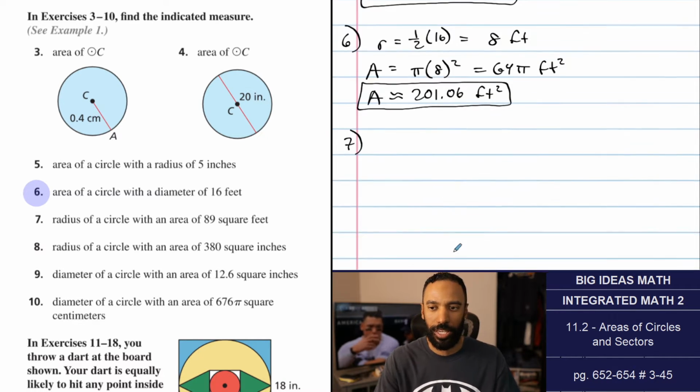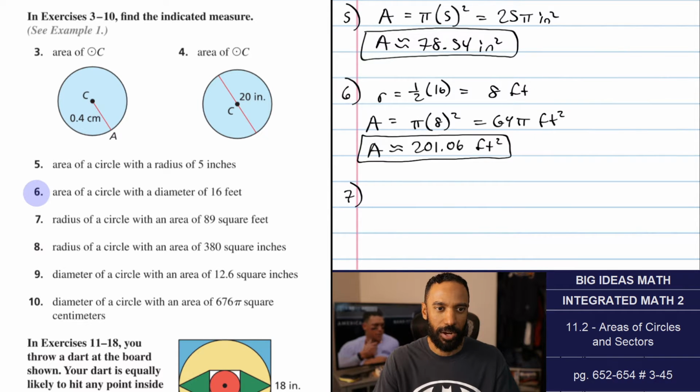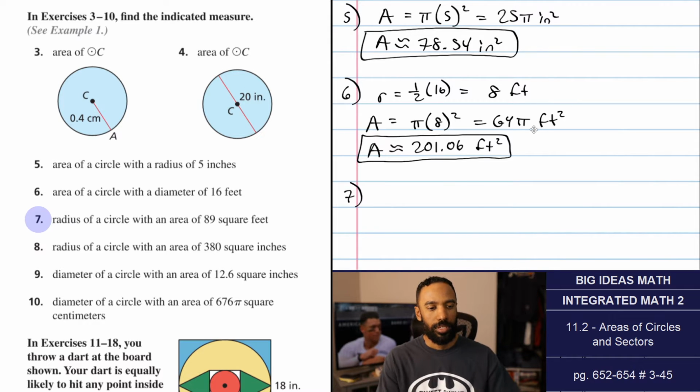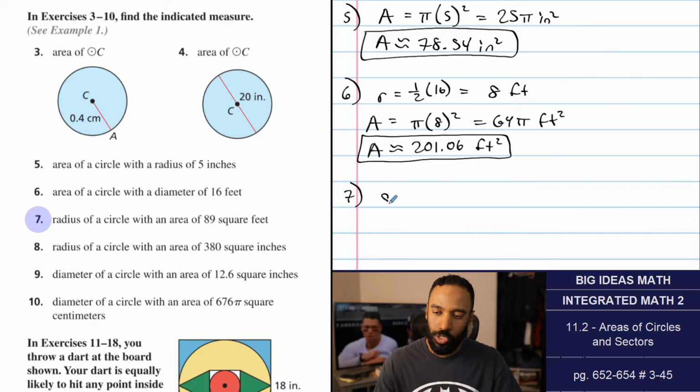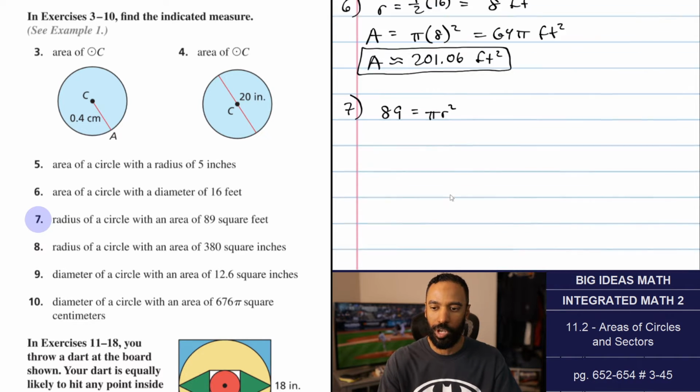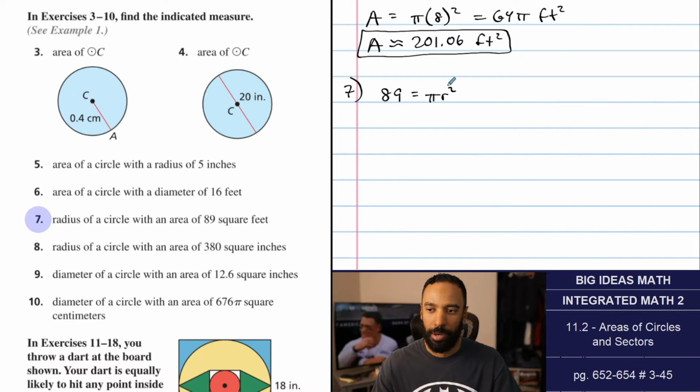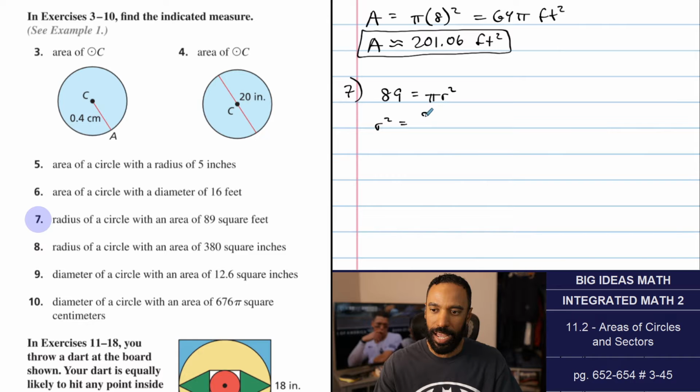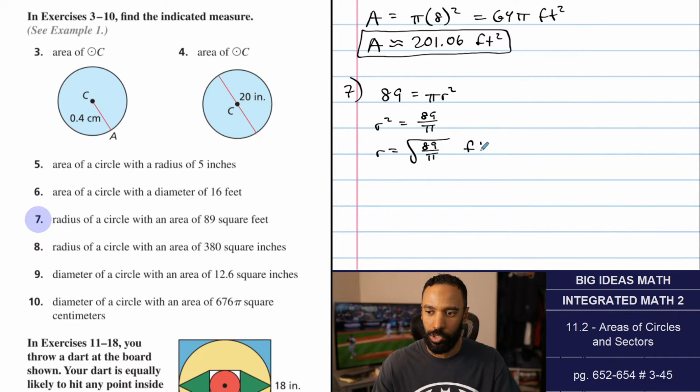Feels like a little bit of drill and kill, right? You get some good practice on these with a diagram, without a diagram, with radius, with diameter. Let's find the radius of a circle with an area of 89 square feet. So 89 is pi times r squared. This is where we solve for r this time. So we divide both sides by pi. Okay. So r squared is 89 over pi, and then we take the square root of both sides. We get the square root of 89 over pi. This was square feet, so radius will be in feet.